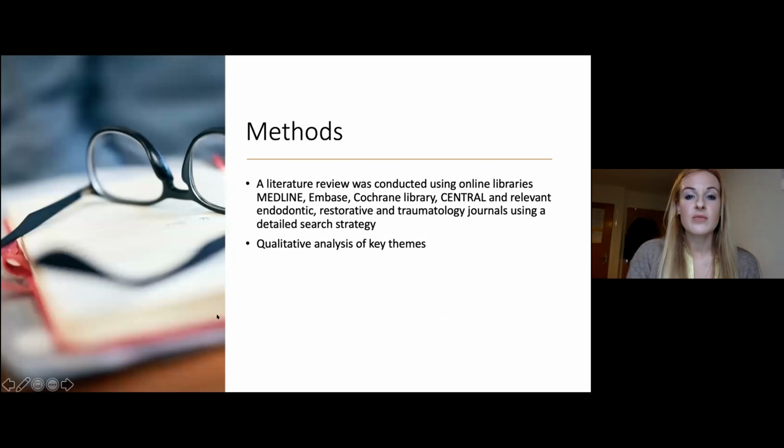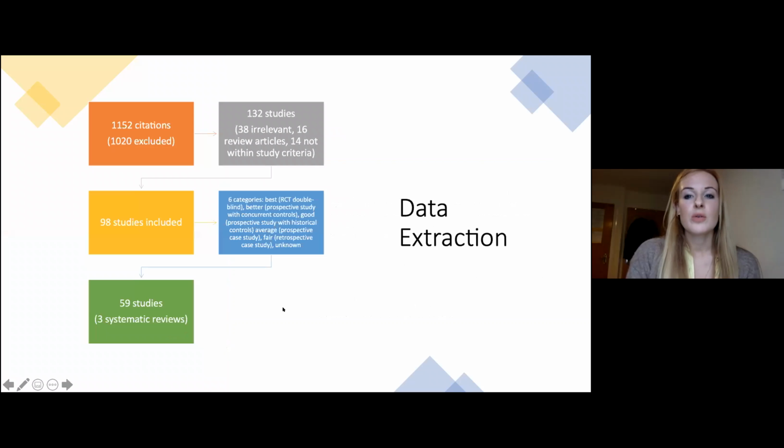So the methods involved a thorough literature search of the online libraries and analysis of the qualitative themes in each paper. So you can see here a brief flow chart of the data extraction process, categorizing the studies into gold standard, which would obviously be the meta-analysis or randomized control trials, down to the case studies, which weren't graded as high. And in total, 59 studies were evaluated, 3 of which were systematic reviews.